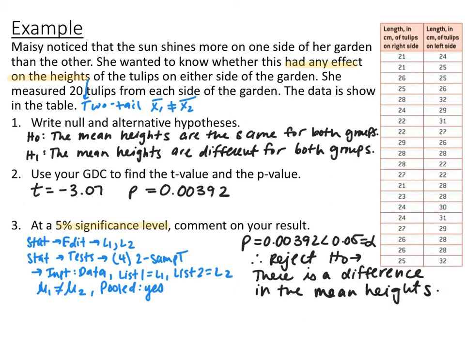Just the same as our chi-squared test, in this case we don't have a critical value, so we're just looking at our p-value compared to our alpha level. Our p-value of 0.00392 is less than our significance threshold of 5%. Therefore, we're going to reject our null hypothesis. There is a difference between the mean heights. The heights on the left side of the garden are statistically different than the heights of the tulips on the right side of the garden.